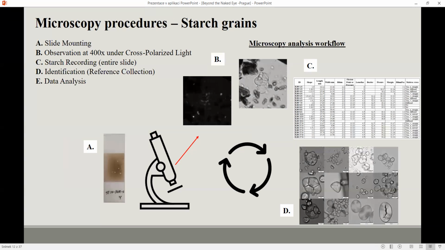And again, we can consult reference collection. This is part of my personal reference collection of all the ground storage organs of the wild plants in order to refine the identification when possible. Sometimes we cannot tell exactly where it's coming from, but certainly reference collection can help a lot in this part. And then we proceed with the data analysis.